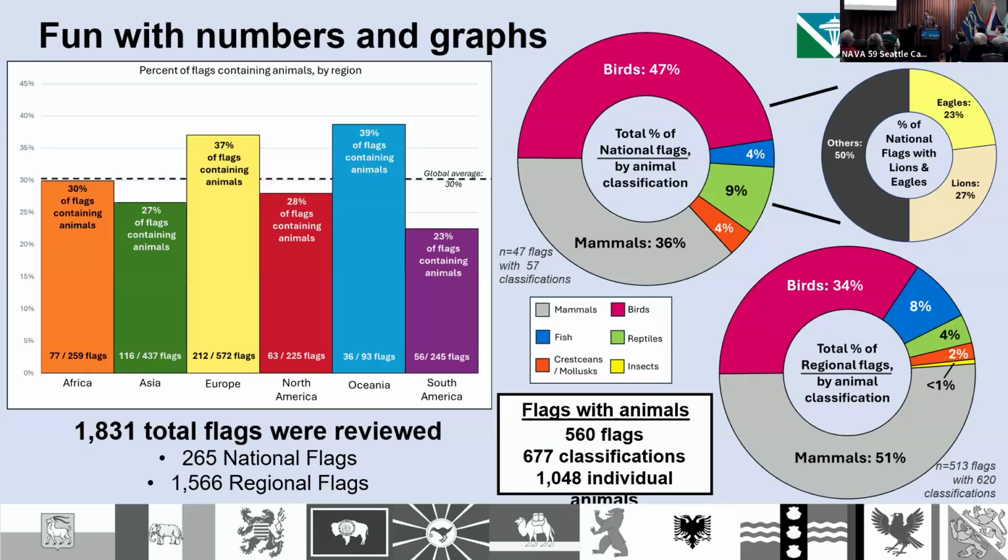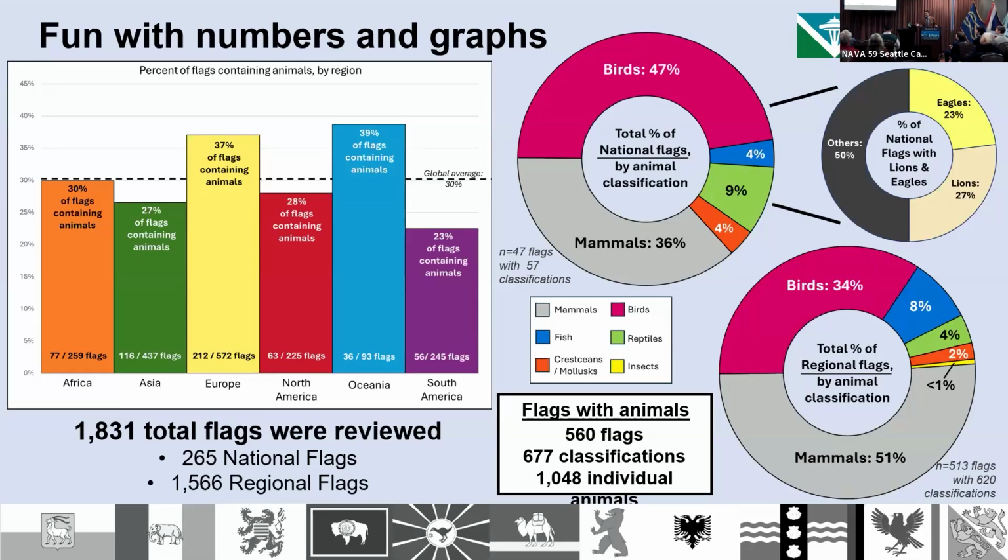So on national flags, birds dominate. 50% of national flags that contain animals are birds, whereas only about a third contain mammals. But that trend is actually the opposite on regional flags. Mammals dominate. Over half of animals on flags of regions are mammals, and only a third are birds.